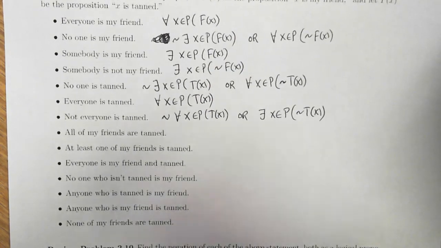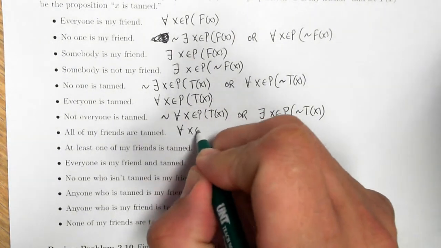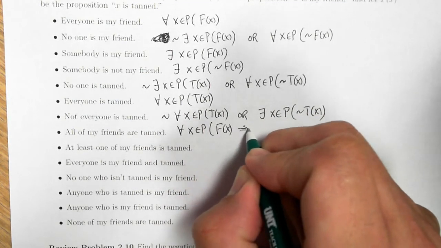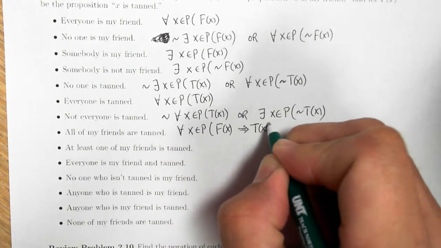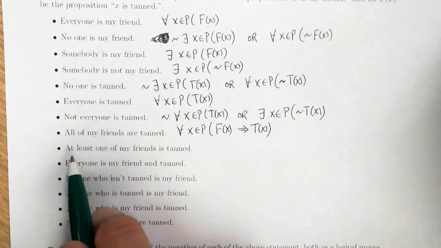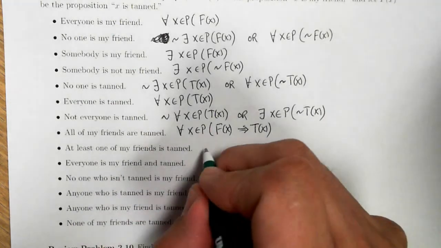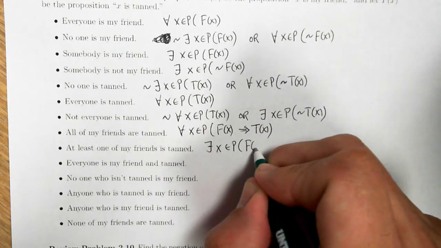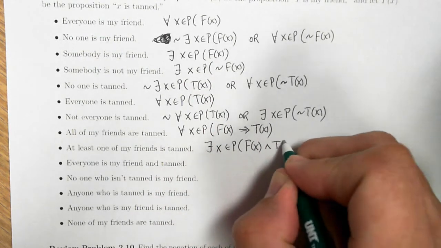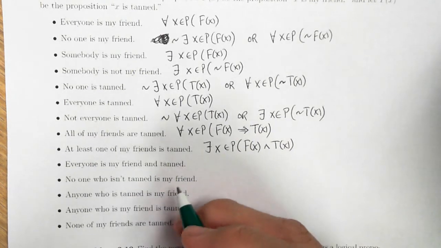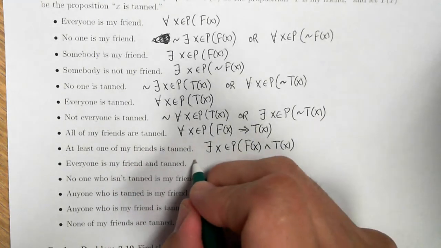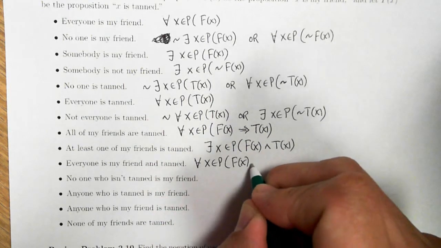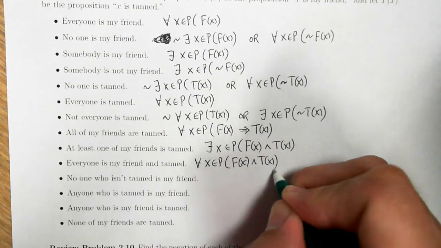All of my friends are tanned. That means for all people, if they're my friend, then they're tanned. At least one of my friends is tanned, so there exists somebody who is a friend who is tanned. Everyone is my friend and tanned, so that'd be for all x, everyone is my friend, and everyone is tanned.